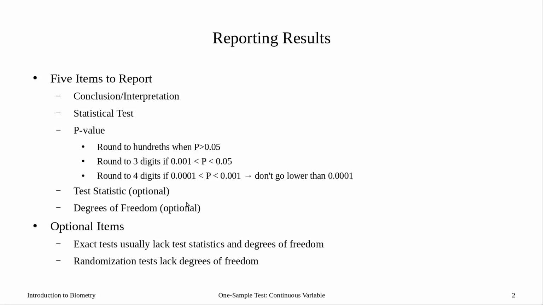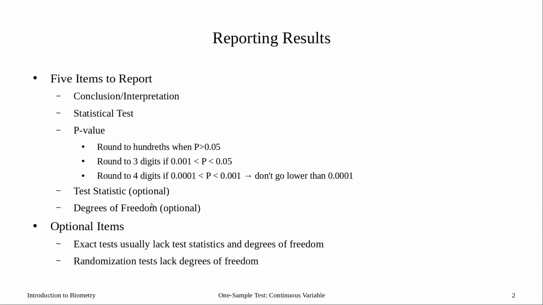hypothesis tests. There's really 5 items that we have to report in the text or in the figure when we run a hypothesis test. So first up is the conclusion or interpretation of the test. Hopefully that's a given. Second thing is our statistical test. What test did we run? We also have to report the p-value. And then we should report the test statistic and the degrees of freedom.